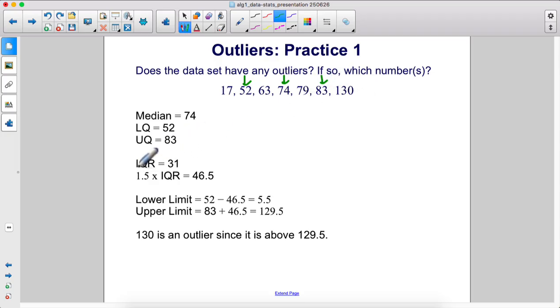Therefore, our interquartile range is 83 minus 52, which is 31. Multiply that by 1.5, we get 46.5. Take our lower quartile, subtract 46.5, and we get 5.5. There are no numbers less than 5.5, so there are no outliers on this side. For the upper limit, we take our upper quartile and add 46.5, and we get 129.5. So we do have an outlier, because this is greater than 129.5.